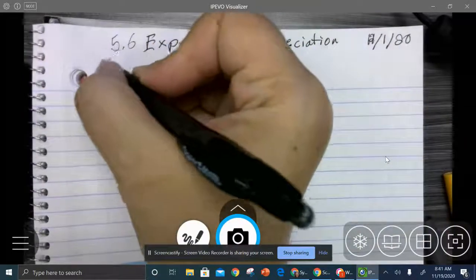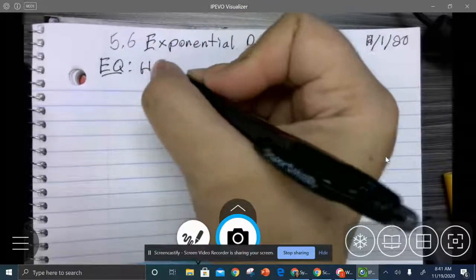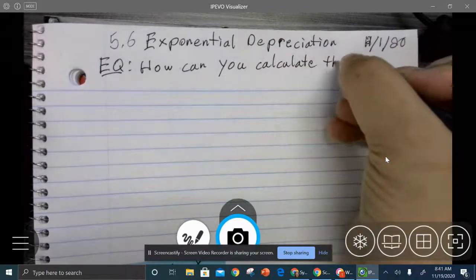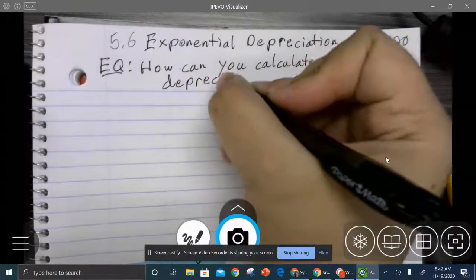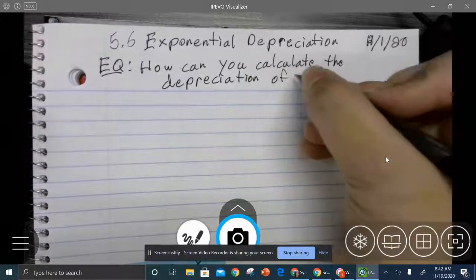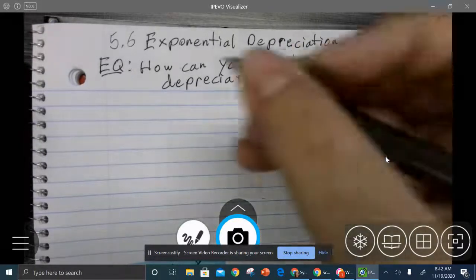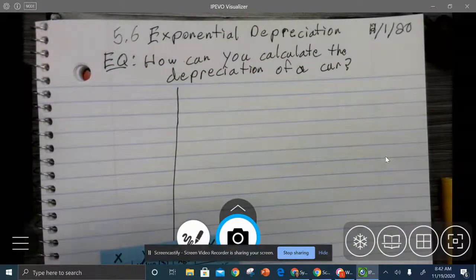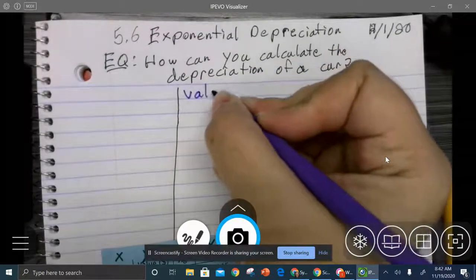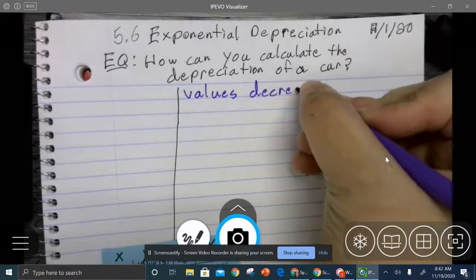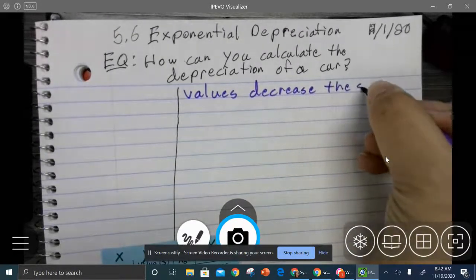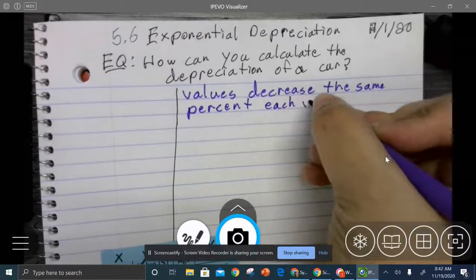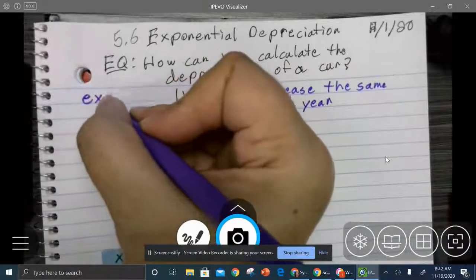Okay, so essential question, everybody, how can you calculate the depreciation of a car? What we're talking about with this is that for items, the value decreases by the same percent each year. Okay, and it's called exponential decay.